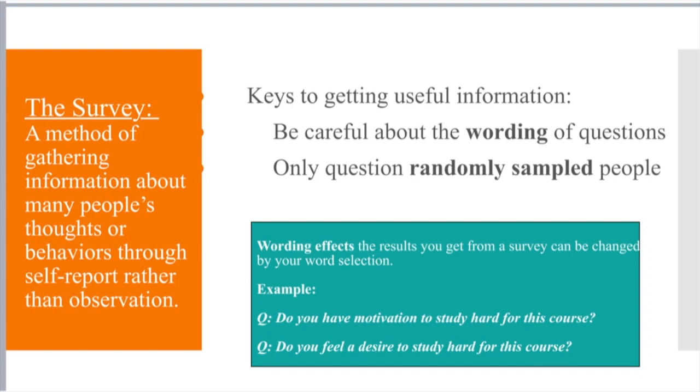The other thing, the first thing that's listed here, is being careful about the wording of questions. Wording affects the results you get from a survey, and results can be changed by your word selection. So looking at this example, and talking about online psychology, say we're just looking at this particular course now that we've moved to e-learning: Do you have motivation to study hard for this course, versus do you feel a desire to study hard for this course?